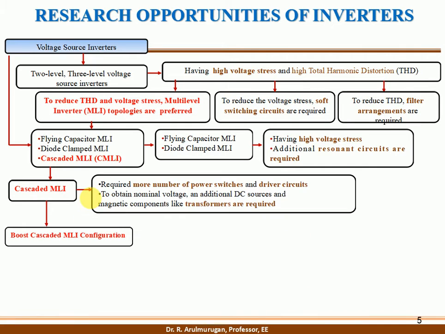If I have, for example, three single phase inverters connected in series, one single phase inverter uses four switches, so three inverters means 4 into 3, that is 12 switches. So the number of switches increases, and automatically the switch power driver circuits also increase. This is the drawback of the cascade multi-level inverter.